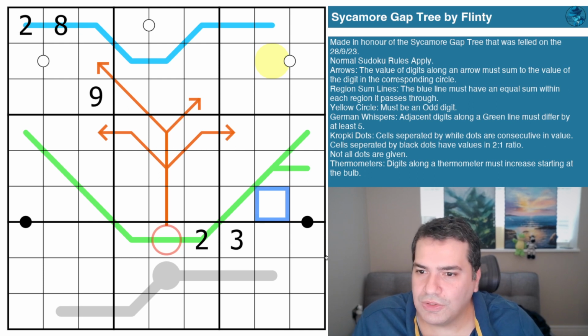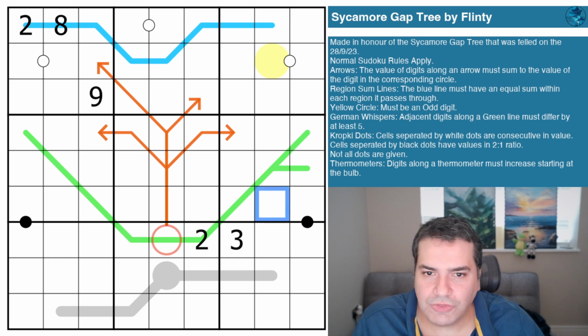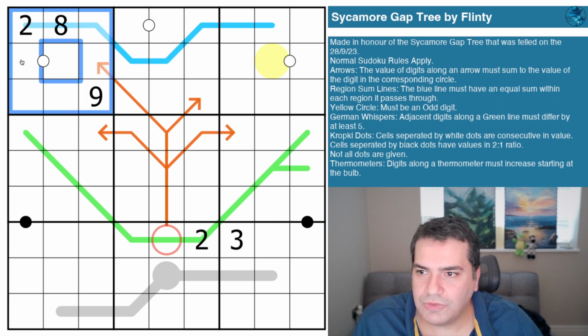And certainly with all the colors and all the drawings to make this happen, there is no shortage of rules. I really struggle to try and fit all of this on one screen, and I hope it's going to be legible for you, but if not, always in the description down below, you've got all the details as usual. So let's take a look at the rule sets. Normal Sudoku rules apply, so that means the digits 1 to 9 in every row, in every column, and every 3x3 box, fairly standard.